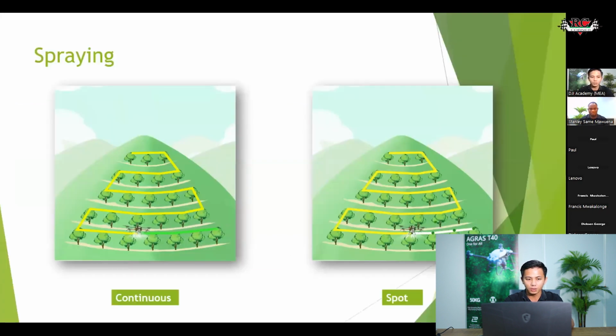So when you say spraying, it may be continuous spray. In the mountains, the drone can follow the terrain, right? Also maybe tree by tree, spot spraying, you can plan as you wish. That is very simple.